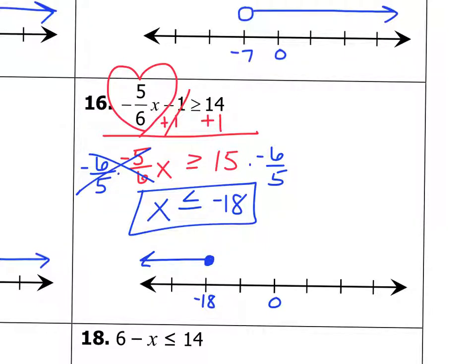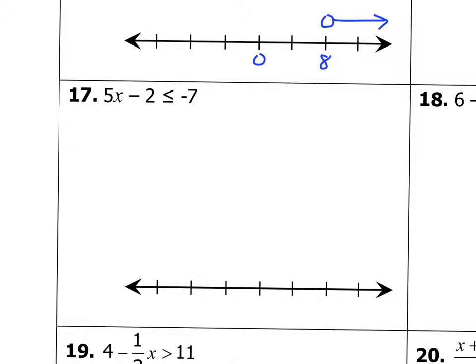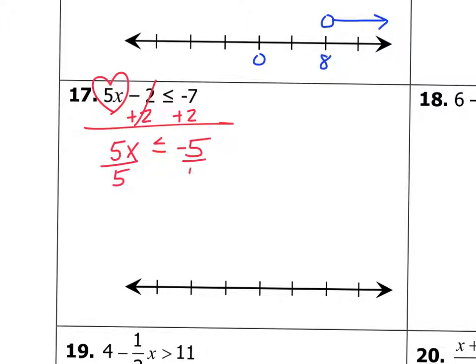And then the last one we're going to do is number 17. Am I going to have to flip this one? Nope, because inside of the heart is a positive number. So I add 2 to both sides. So I have 5x is less than or equal to negative 5. Divide by 5, divide by 5, and I get x is less than or equal to negative 1.